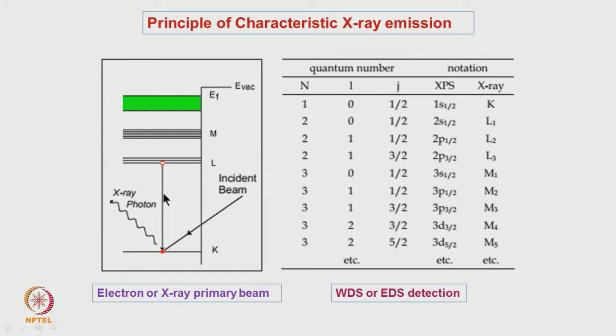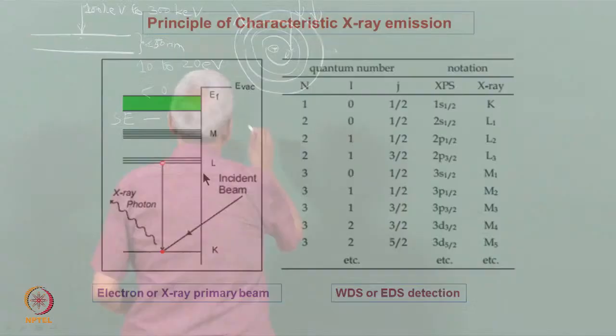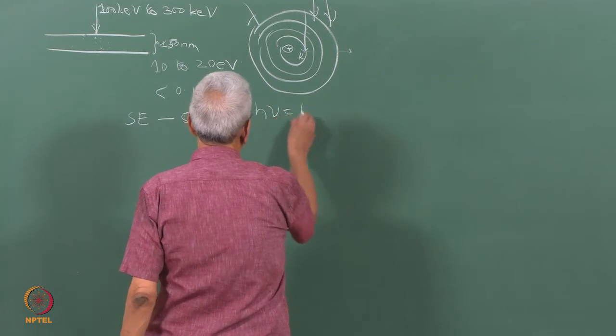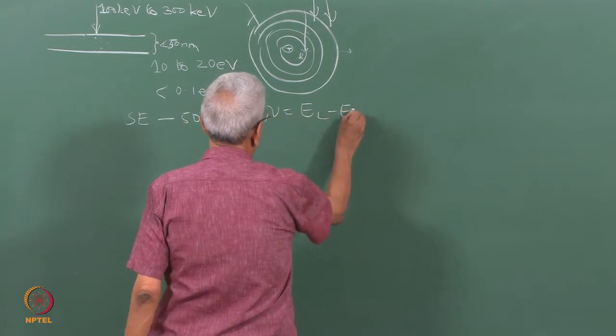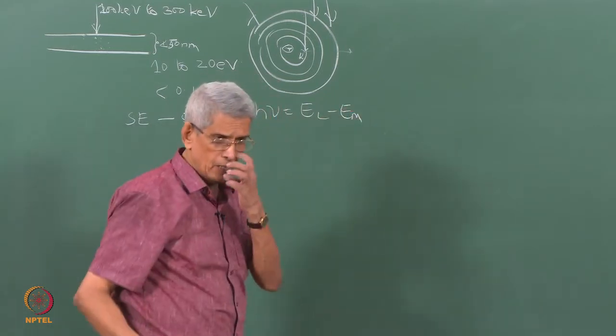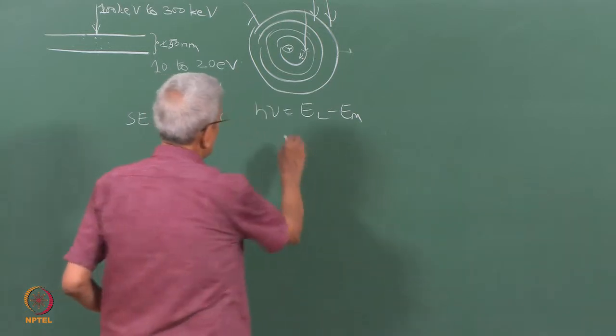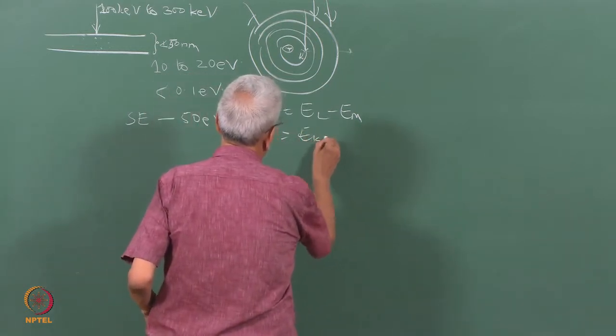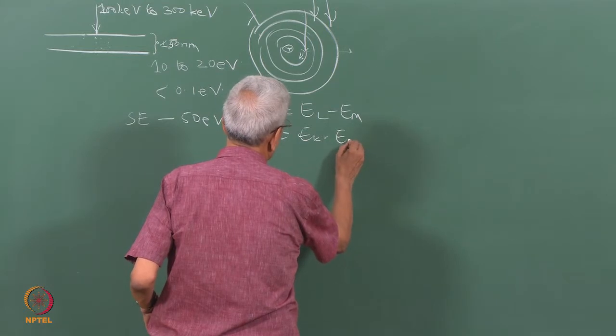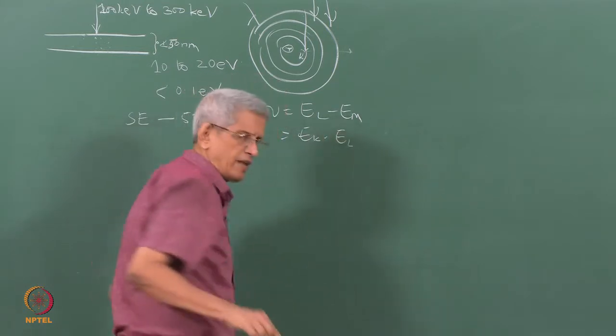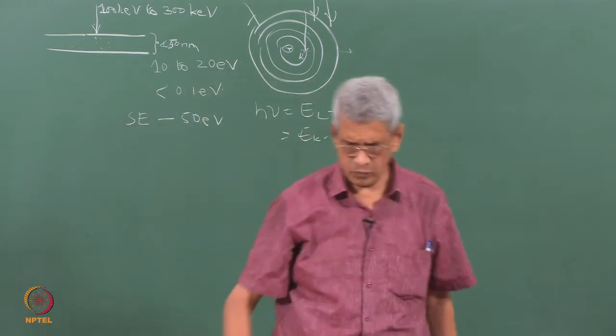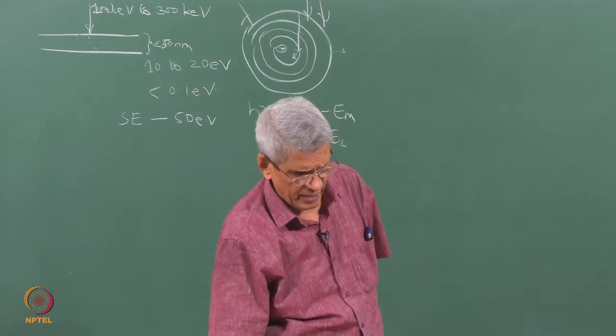This X-ray photon, if you see, its energy is essentially the difference between these two levels, that is h nu equals EL minus EM, or equals EK minus EL. This depends upon what is the sort of transition which is taking place.